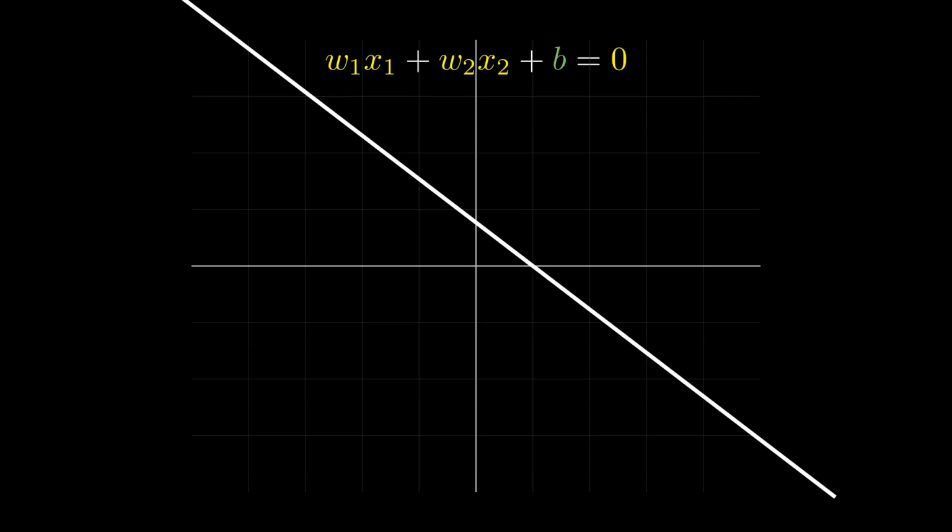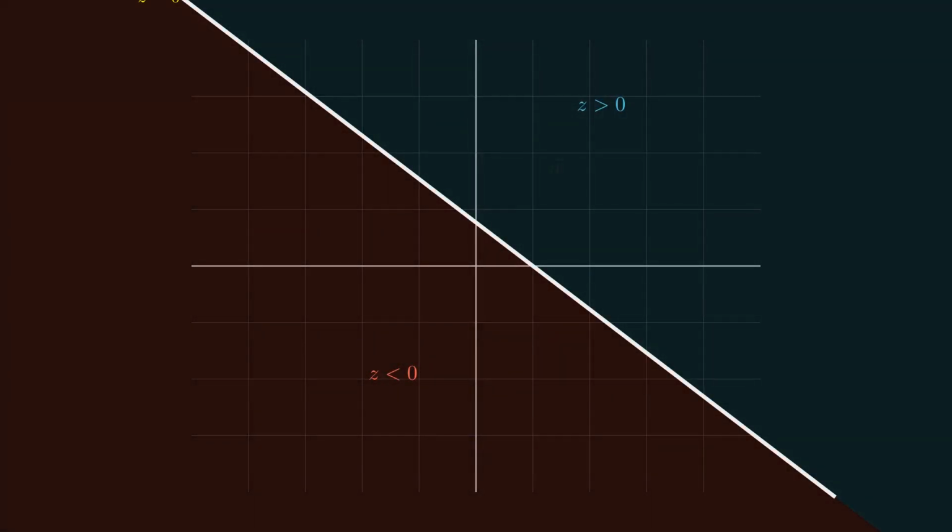Now here's the move that turns algebra into geometry. Ask, for which inputs does z come out to exactly 0? w1x1 plus w2x2 plus b equals 0. If you remember your algebra, that's the equation of a straight line, so the neuron slices the whole input space in two with a line. And a line has two sides. On one side, z is positive. The neuron leans toward yes, class 1. On the other, z is negative. No, class 0. Right on the line, z is 0, dead, undecided.